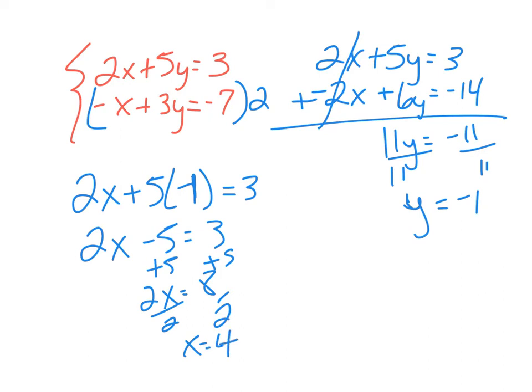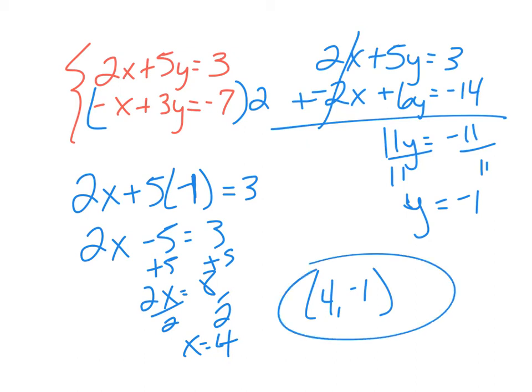Now put my x and y value together to make an ordered pair. So 4, negative 1 would be my solution. Okay. All right, so let's look at one more.